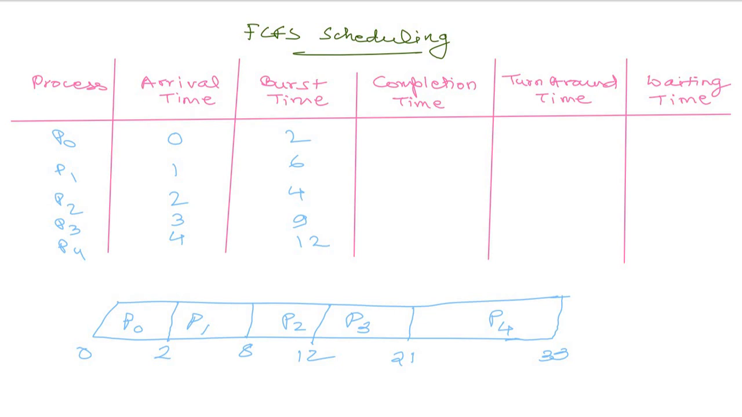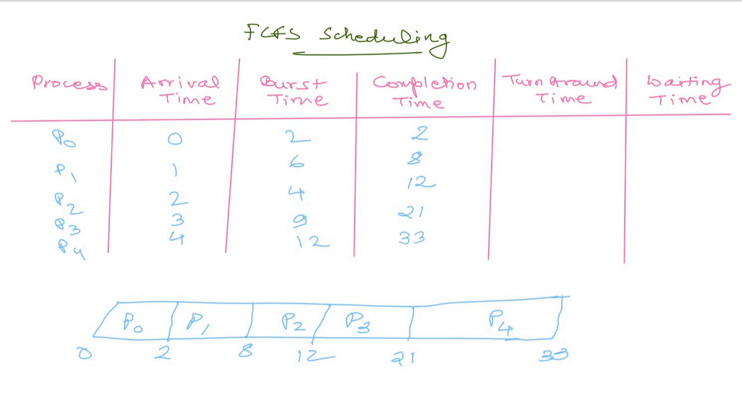Now let's discuss the various different times that it gets. Like, let's first discuss the completion time. So we can see that P0 completes at 2, P1 completes at 8, P2 completes at 12, P3 completes at 21, and finally P4 completes at 33.